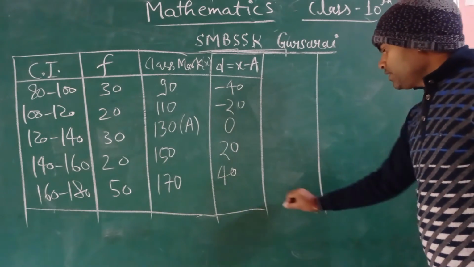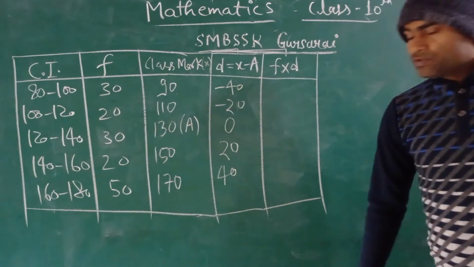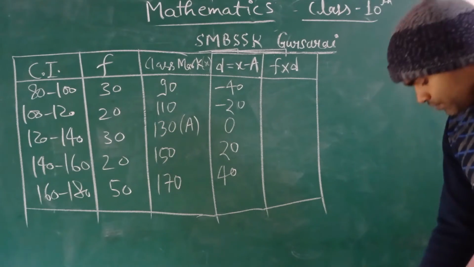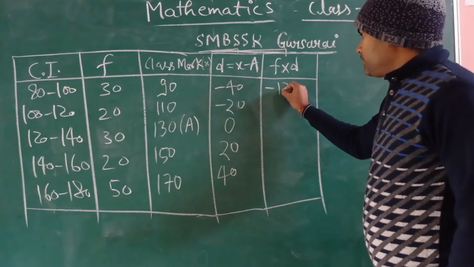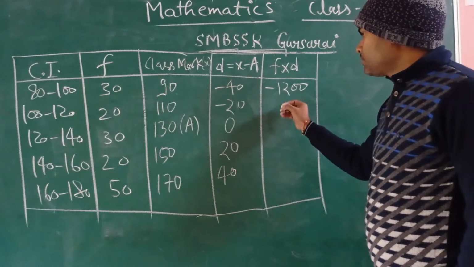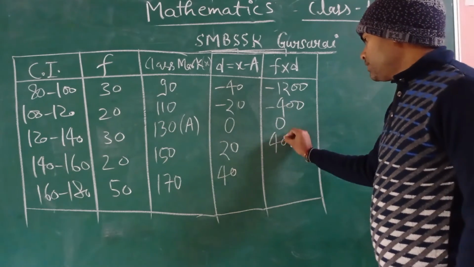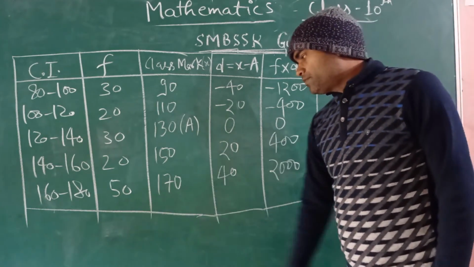Now we will multiply f by d. So you can do it by yourself. Try to solve the problem by yourself by pausing the video. And f into d is minus 1200, minus 400, 0, 400, 2000. 5 times 40 is 200, and 50 into 40 is 2000.